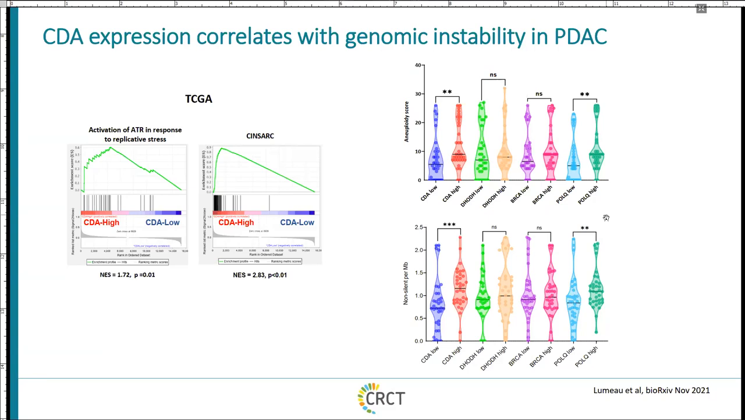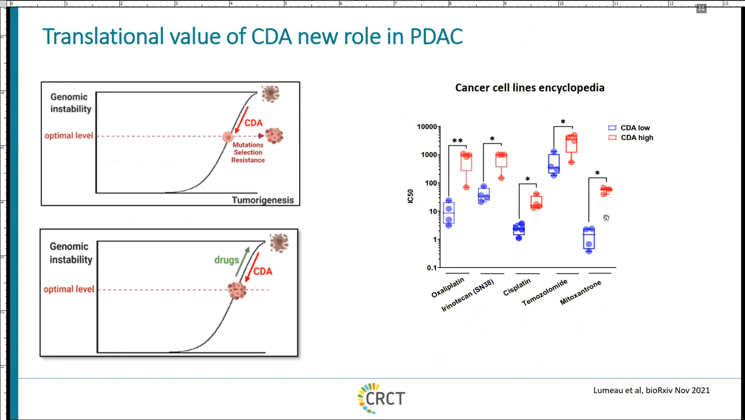And so the model is the following. You know that tumors need genomic instability for the growth, it's in the top panel. But too much is too much by definition, so they can die of too much genetic instability. They need to reach an optimal level to acquire mutations that will be selected, but also mutations that will help them resist against treatment. And on the bottom panel, drugs that are now used in clinics and that are targeting DNA synthesis are trying to push this level of instability to levels that cannot be handled anymore by the tumor cells. And so they die.